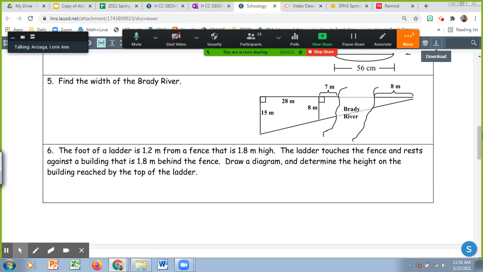So the foot of a ladder is 1.2 meters from a fence that's 1.8 meters high. The ladder touches the fence and rests against the building that is 1.8 meters behind the fence. Draw a diagram and determine the height on the building reached by the top of the ladder. Sometimes we just have to come up with the best possible scenario. Remember, our goal is to come up with similar triangles.